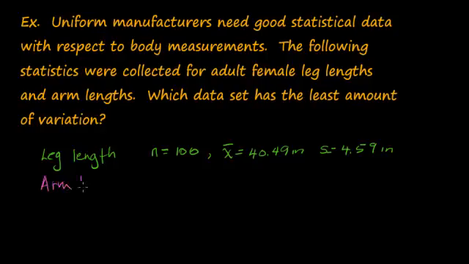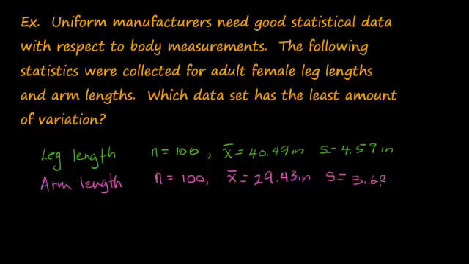And then for arm length, let's change colors here. Arm length, they found in their sample of 100 to have a mean arm length of 29.43 inches and a sample standard deviation of 3.62 inches. Okay, so even though both of these are in inches, we're talking about two different body parts, and also these means are very different.